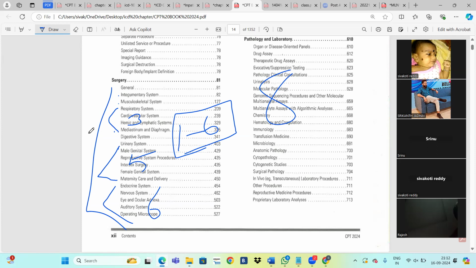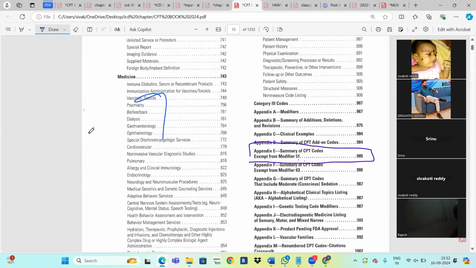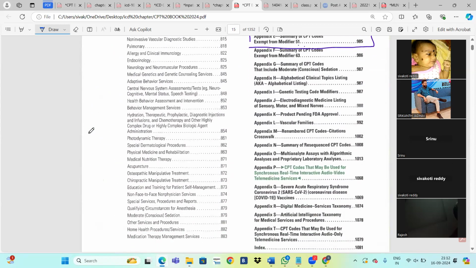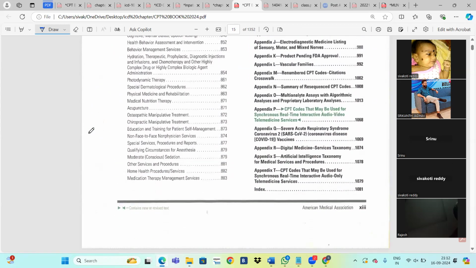After this, remember, guys, in ICD and PCS you will get the index at the start. Sorry, the ICD and PCS code index you will get at the start. Code leading index, guys. But in CPT you will get the index at the end. End of the CPT you will get the index.